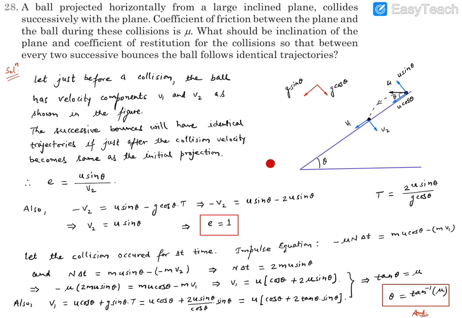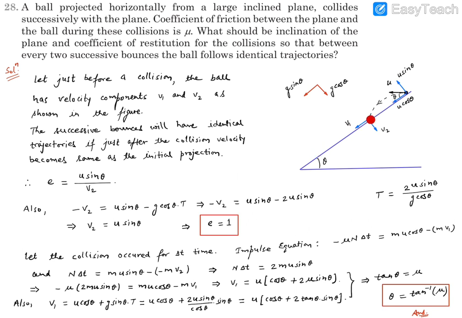So all collisions which take place successively must be elastic in nature, in order to ensure identical trajectories, of course. Now we need to think about the angle of inclination. So we need to work on the motion which is along the inclined plane.